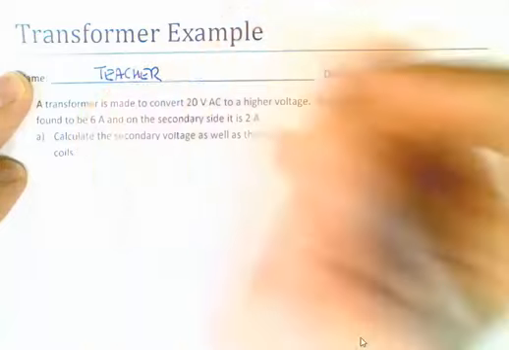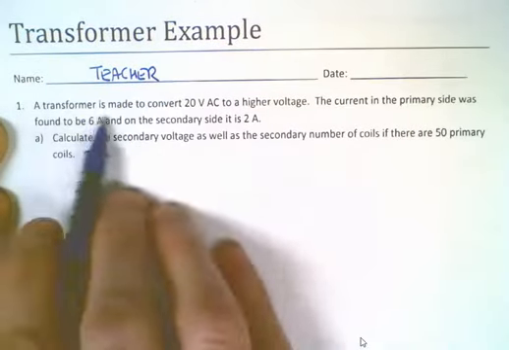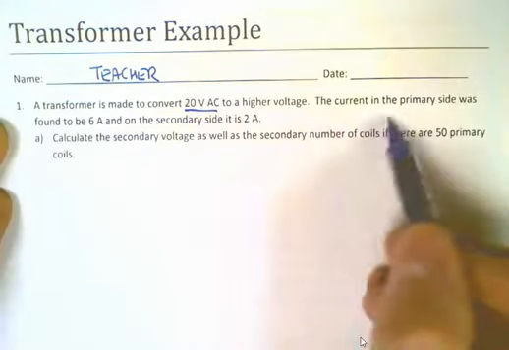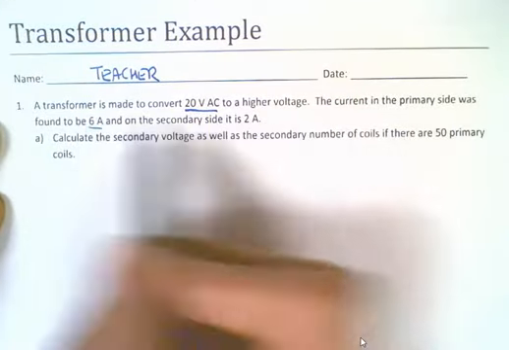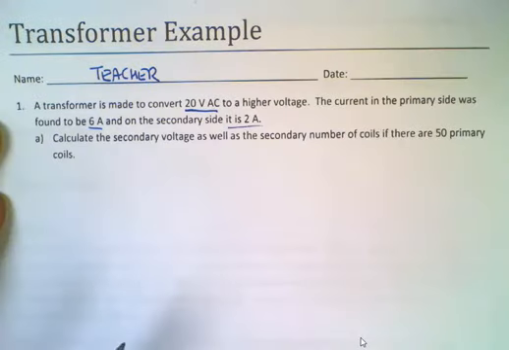Alright, this is just a quick example problem for how to use the transformer equation. So let's say that we have a transformer that is made to convert 20 volts AC to a higher voltage. The current in the primary side was found to be 6 amps, and on the secondary side it was 2 amps. Calculate the secondary voltage as well as the secondary number of coils if there are 50 primary coils.